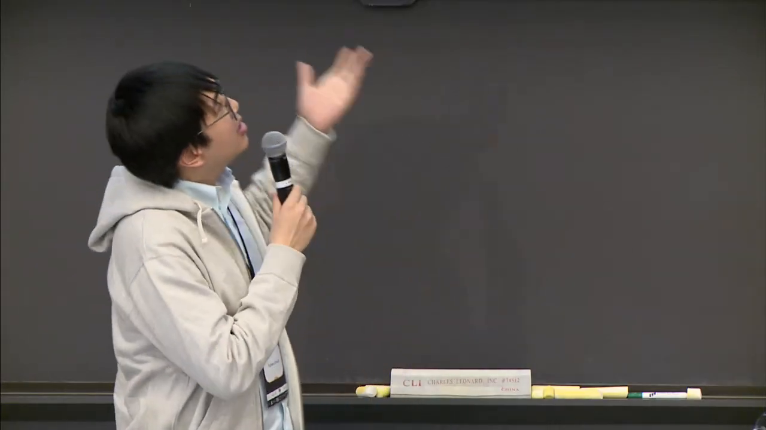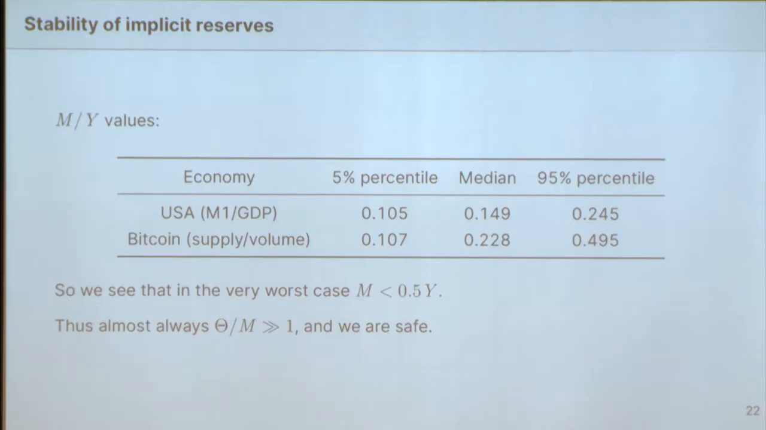So let's look at the ratio of M1 to GDP for both the US economy and the Bitcoin economy. And for Bitcoin, we use the money supply of Bitcoin divided by an estimated on-chain transaction volume. So we see that in the very worst case, this ratio is well below 1. So we don't really have an issue where we don't have enough things to expropriate to defend the peg.